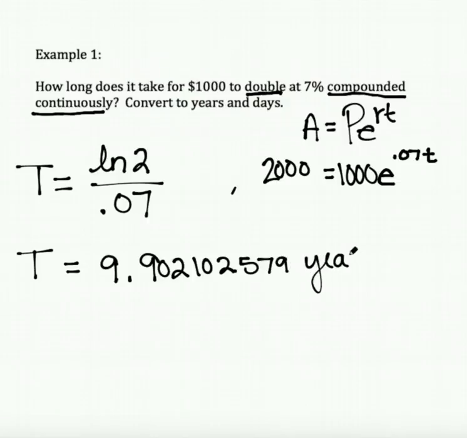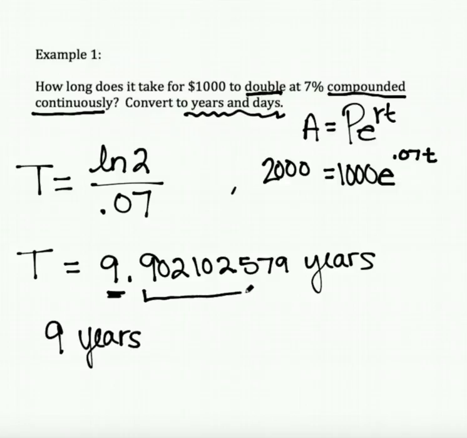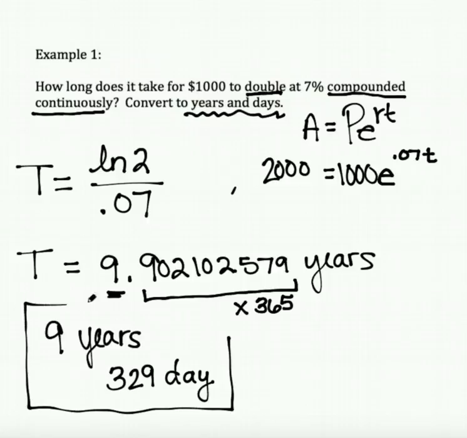9.902102579 years. Now I wrote that all out because the problem asks us to convert to years and days. So what you want to do is, obviously the whole number I know is years, so it's going to be 9 years. And then you're going to take this decimal part and you're going to multiply by 365, because there's 365 days in a year, and that's going to tell you what portion of a year we get. So 0.902102579 times 365 is going to give me 329 days. So my answer would be 9 years and 329 days.